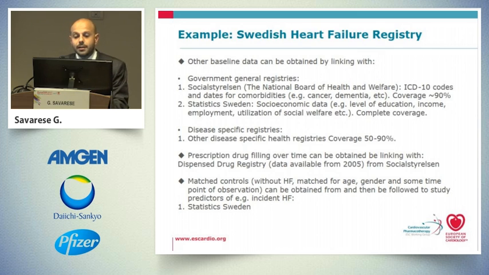So these are the variables that are collected. We collect data about comorbidities from the National Board of Health and Welfare Registry. We even collect socioeconomic data from Statistics Sweden, that's another registry. So we have information about level of education, income, employment, utilization of social welfare, and so on. And we don't have missing data for these variables.